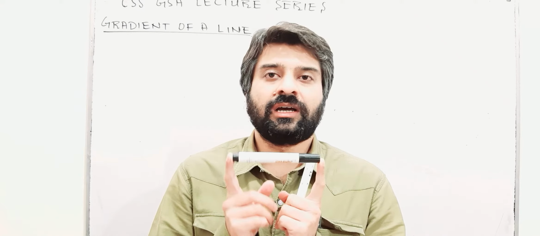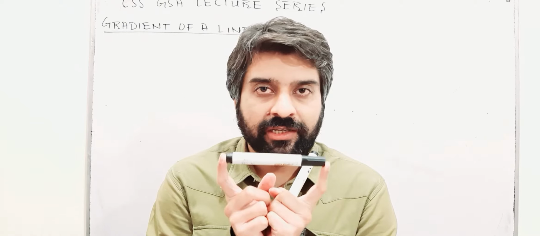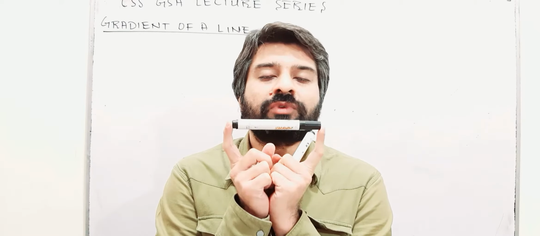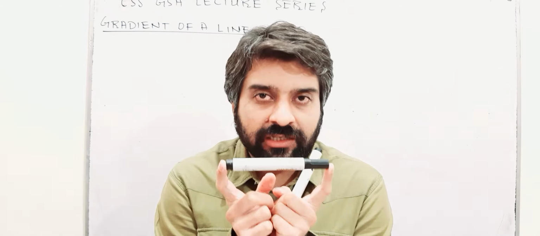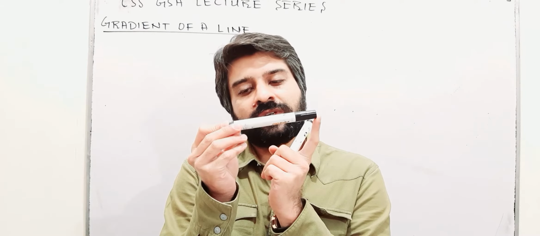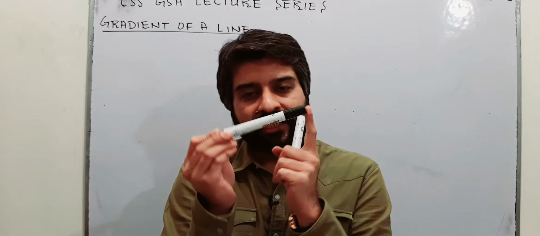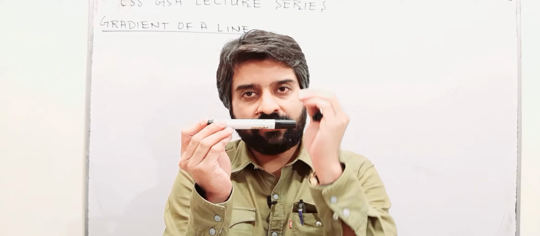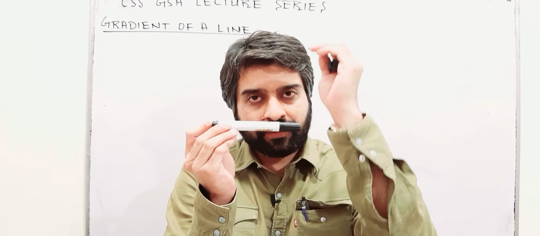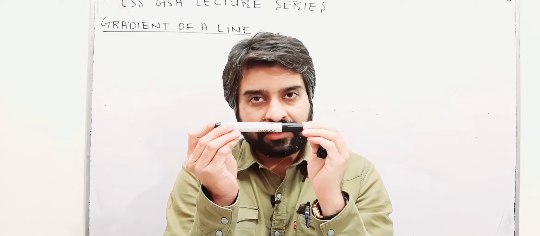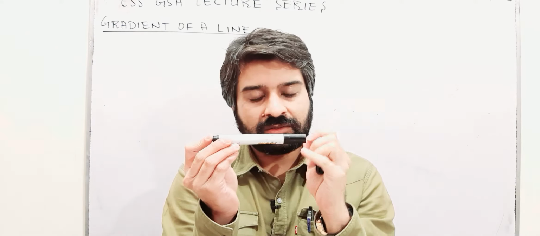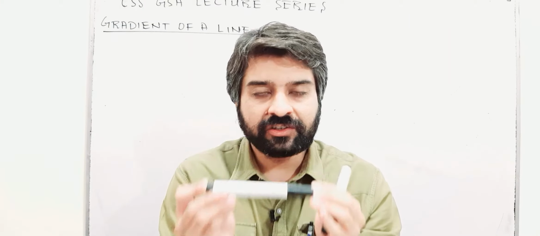Suppose this is a horizontal line, so its gradient is 0. That means the gradient of a horizontal line is 0 because its inclination with respect to the horizontal is 0. Now as you increase the inclination, the gradient will increase. The more the inclination, the more the gradient. So I am increasing the y value, and keeping the value of x constant, with increase in y, gradient increases.